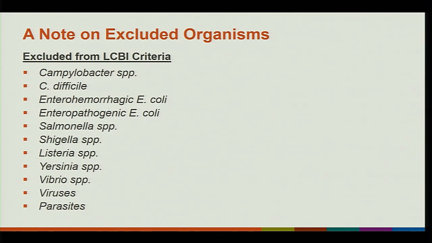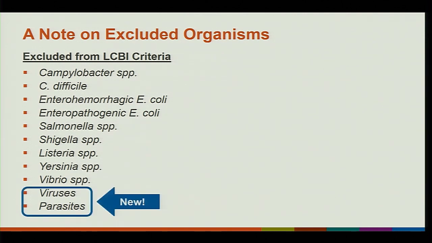So here's a little note on excluded organisms. Any organism not on the common commensal list is considered a recognized pathogen for reporting LCBIs with the exception of the organisms listed on this slide. You may notice that all of these excluded pathogens are enteric or gut bugs. These organisms are eligible for use in secondary BSI determinations, but will not be reported as the sole pathogen in a primary BSI.